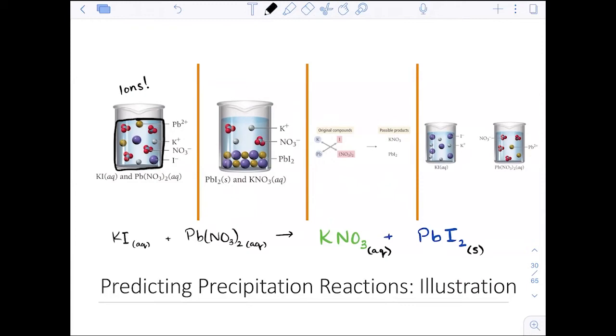Well, I have 1 potassium on each side. I have 1 iodide on the reactant side and 2 on the products. So put a 2 in front of potassium iodide. I have 1 lead, 2 nitrates, and 1 nitrate. Put a 2 in front of potassium nitrate. That should balance my equation and be completely neutral. Lovely.